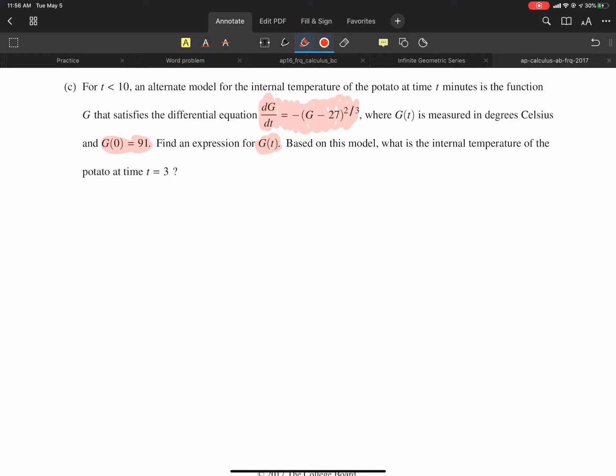So we want G of t. We want to solve for G. We have dG/dt. How do we solve for G? Well, normally we integrate, so that's the process we're going to take. So we have dG/dt.